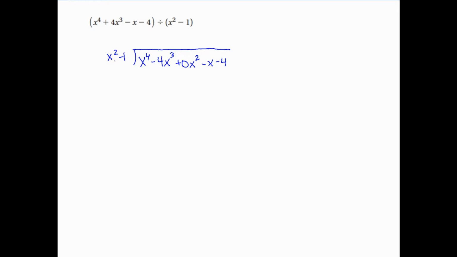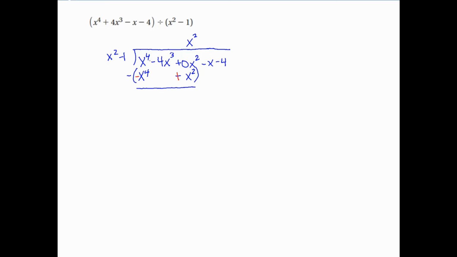Now we have to look at the x to the 4th. x squared times what gets me x to the 4th? Well, x squared times x squared gives me x to the 4th. So I put that over my x squared term here. And then x squared times x squared gets me x to the 4th, and x squared times negative 1 is negative x squared. So I'm going to write that here, negative x squared. Parentheses and minus, and switch our signs. So again, this becomes a minus, and this right here becomes a plus sign.